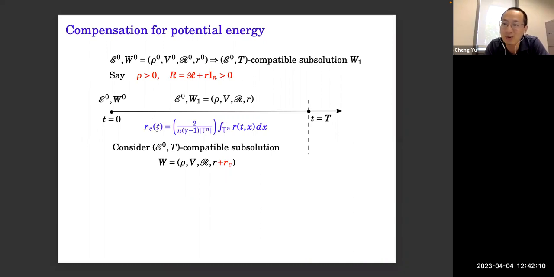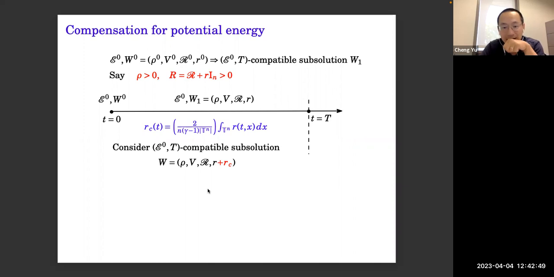Okay, so here we need to construct a new function, which is called RCT. This RCT is a function that only depends on time t. So that means this is divergence free in x. So that means we can add RCT into here. So this W is still a subsolution because RCT is divergence free.